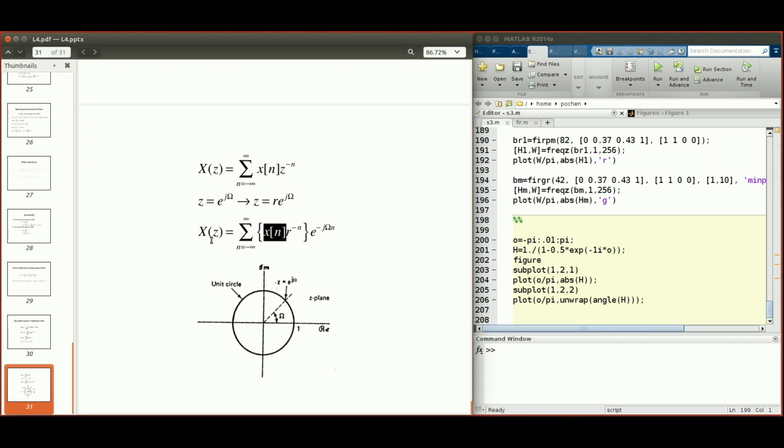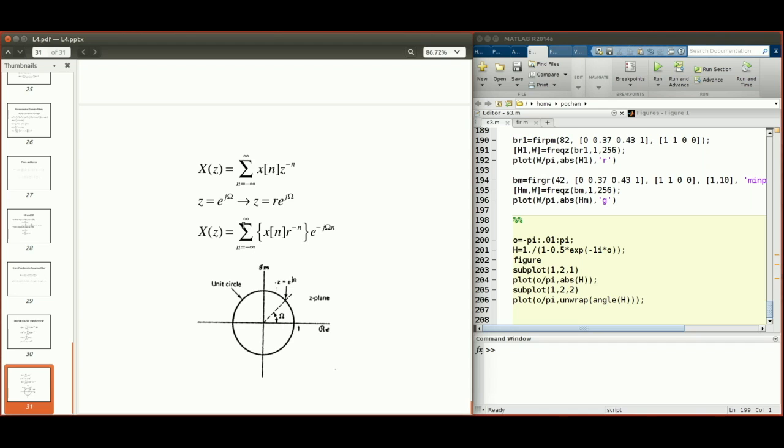So the Z-transform is actually the Fourier transform of x[n] times r to the minus n power. It's the Fourier transform of the stuff in the curly brackets. And when r equals 1, that's on the unit circle, you recover the Fourier transform. But for the Z-transform, r does not have to be 1.